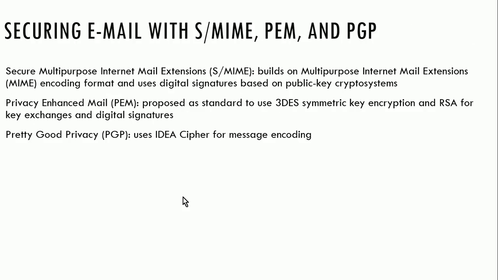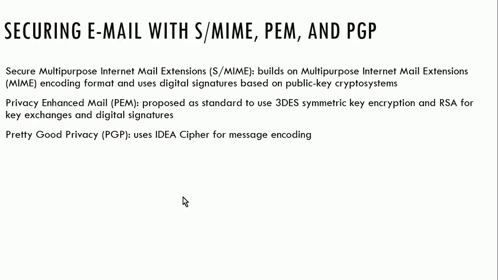Another example is securing email with SMIME, PEM, and PGP. Secure Multi-Purpose Internet Mail Exchange, or SMIME, is one method of encrypting email. It uses digital signatures and public key crypto systems, so it's much easier to use than some of the other alternatives. You have Privacy Enhanced Mail, which is proposed as a standard to use triple DES. We don't talk again about the specific algorithms, but it does employ some specific algorithms that we would talk about in another course. And then PGP, which is another encryption standard for email, which is an older standard.